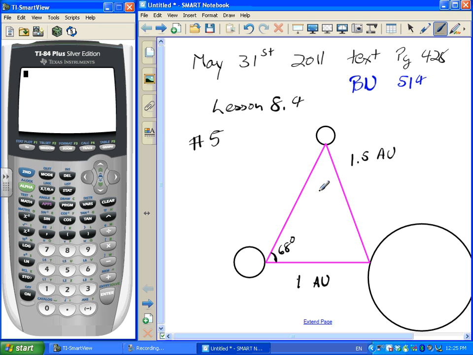Now, what I'm going to do in this question is change the question around just a little, and I want Earth to be 1.5 AUs from Mars. The reason I'm doing this is because we're going to do cosine and sine law in this question. So I'm just going to change it for this specific question.